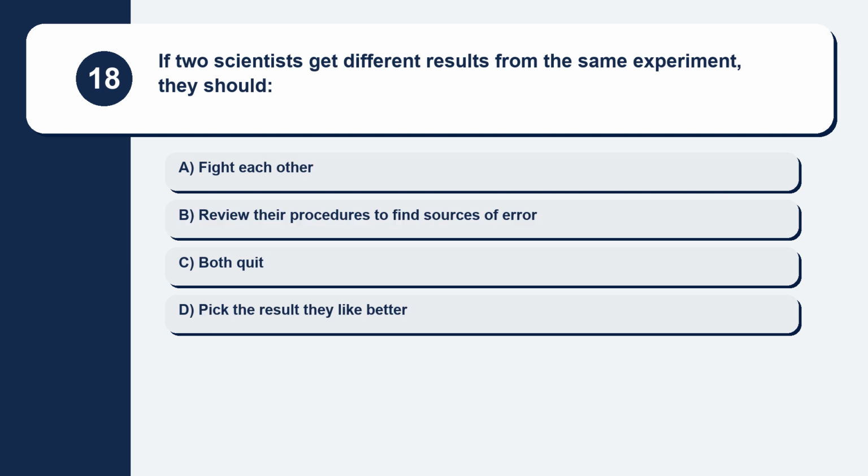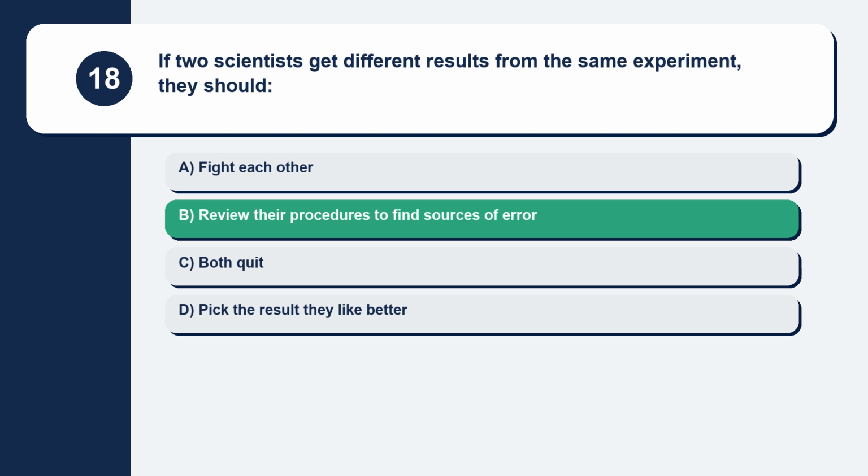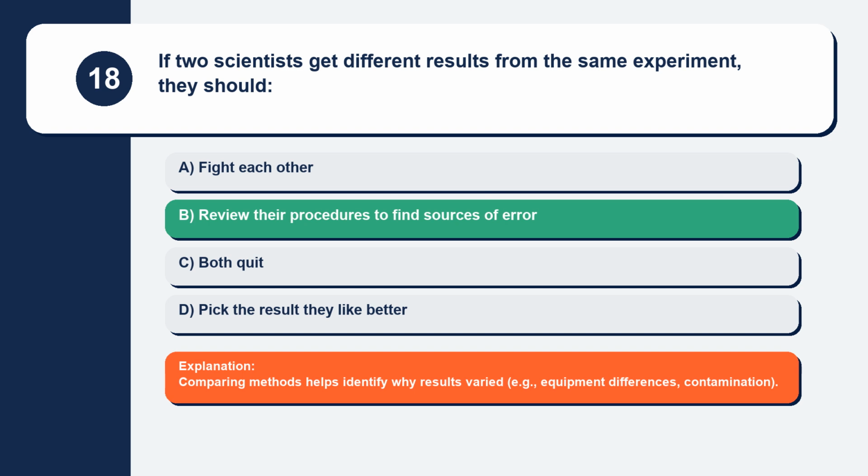Question 18. If two scientists get different results from the same experiment, they should fight each other. Review their procedures to find sources of error. Both quit. Pick the result they like better. Comparing methods helps identify why results varied, for example equipment differences, contamination.